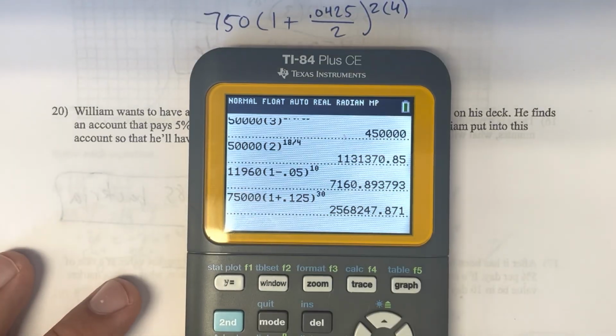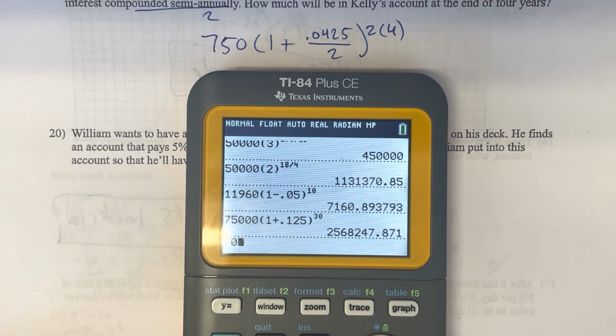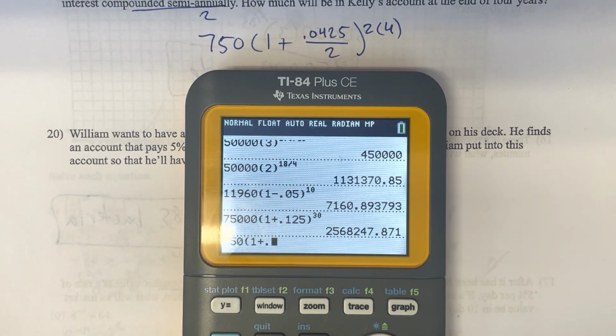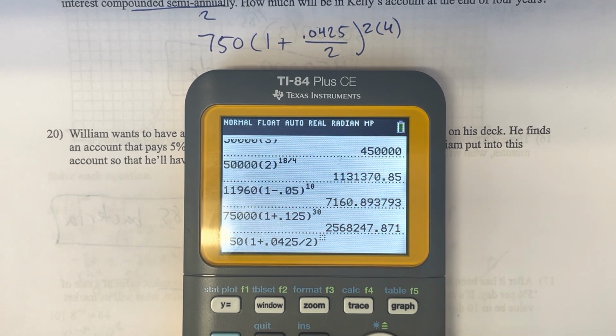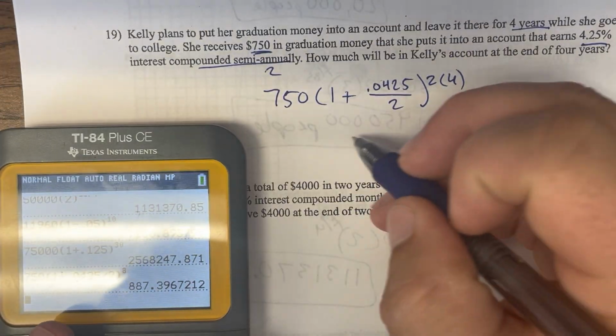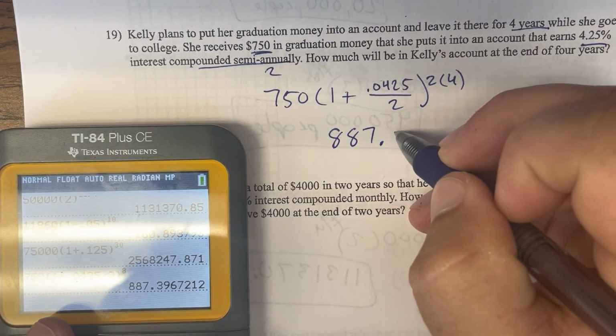So we'll go into our calculator and put in 750. 1 plus 0.0425 divided by 2 raised to the 2 times 4, which is 8. And so in 4 years, she'll have $887.40.